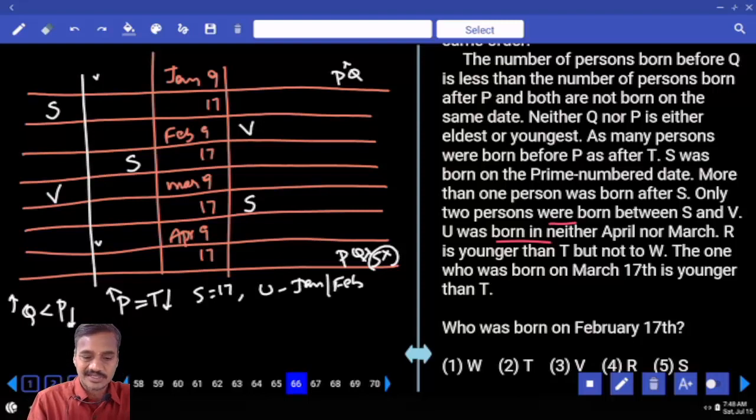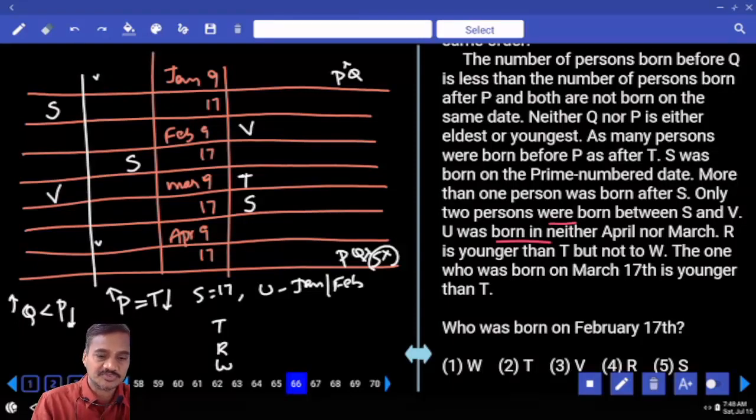And R is younger than T. Where is this R? R is younger than T, but not younger than W, which means R is elder than W. And the one who was born on March 17th is younger than T, so T must be born before March 17th. Now let us take the possibility here. Can you take T at this place or not?